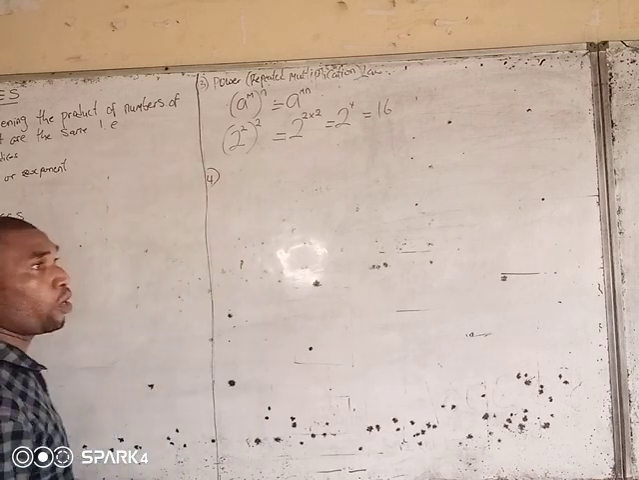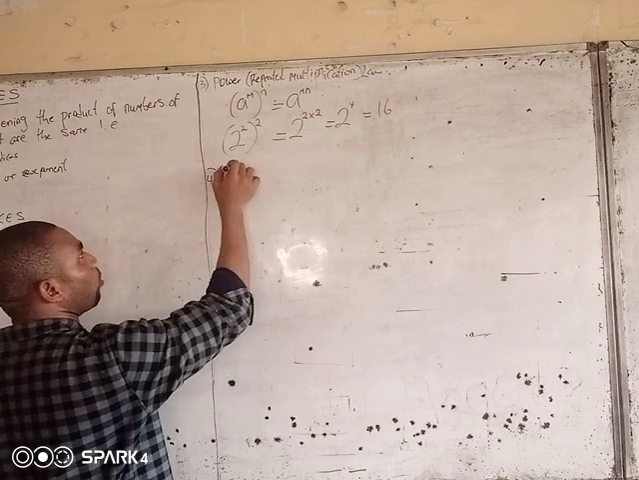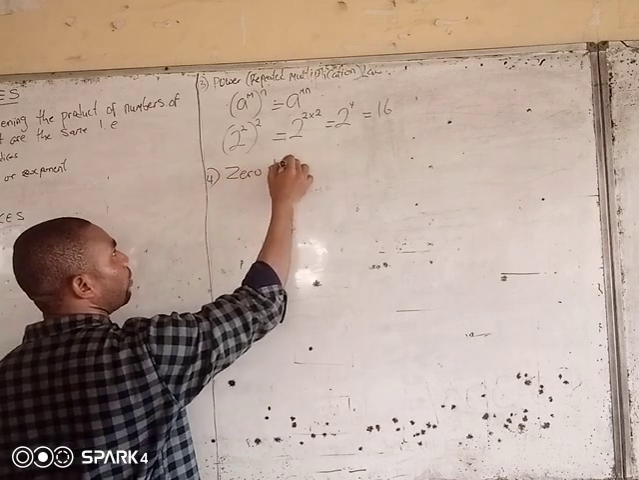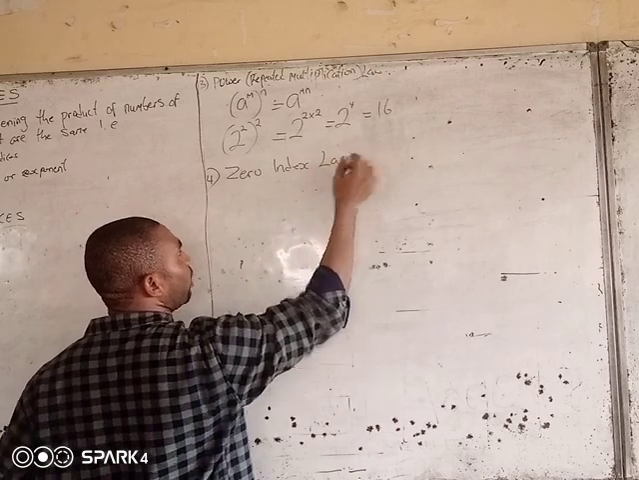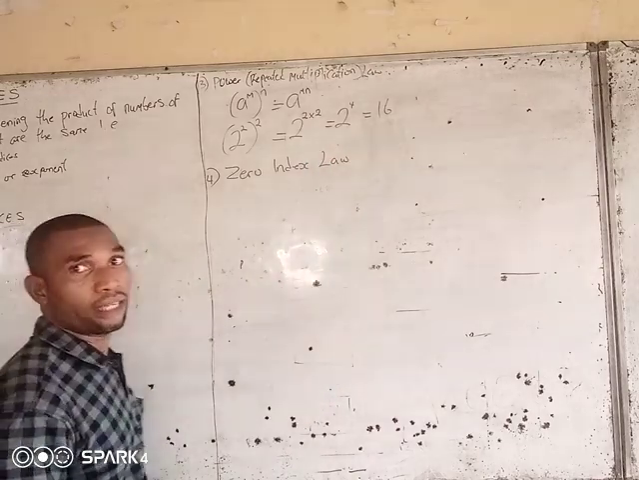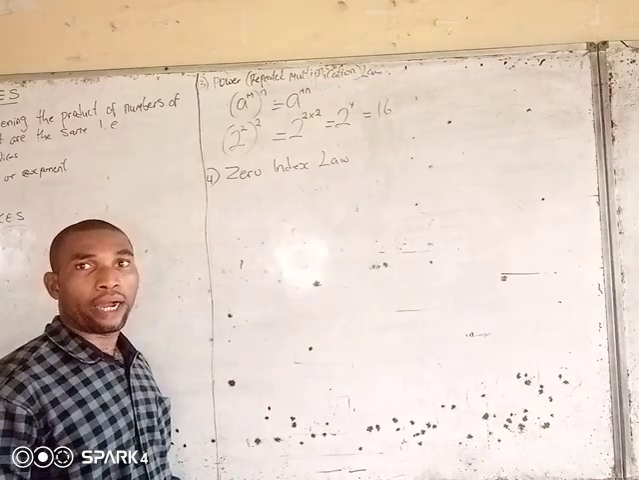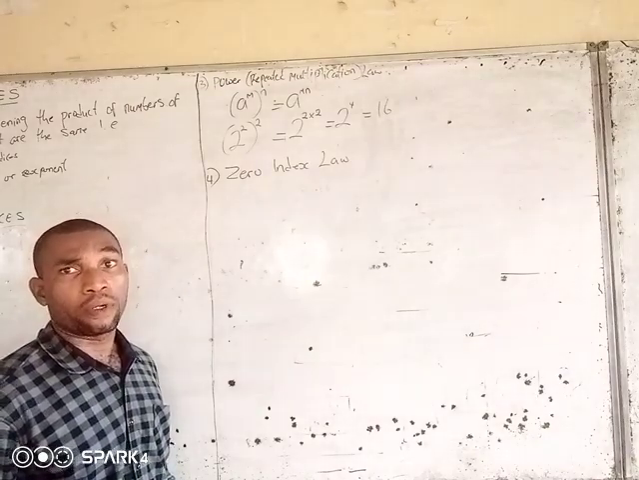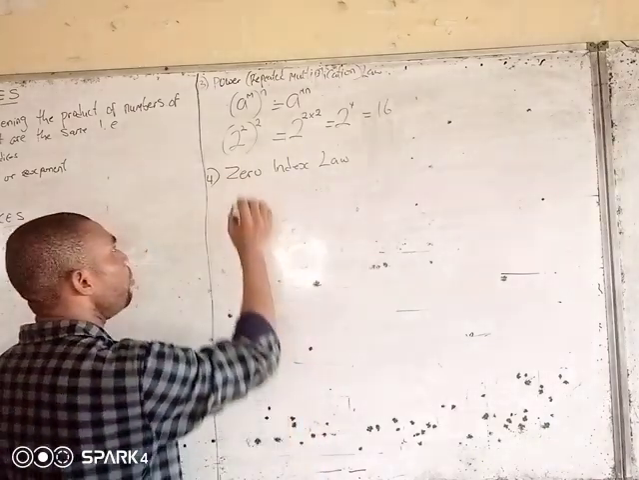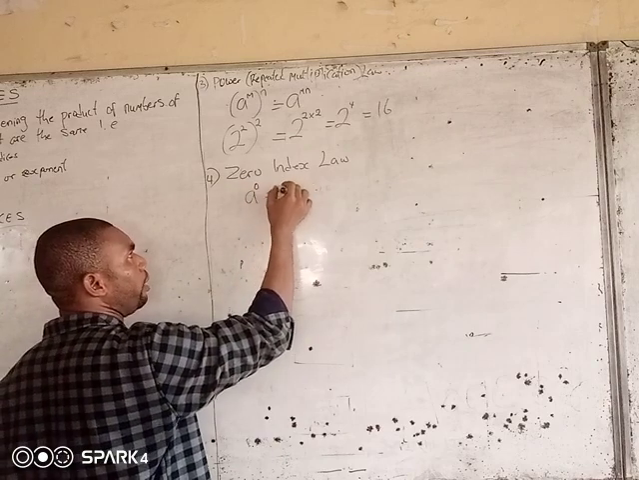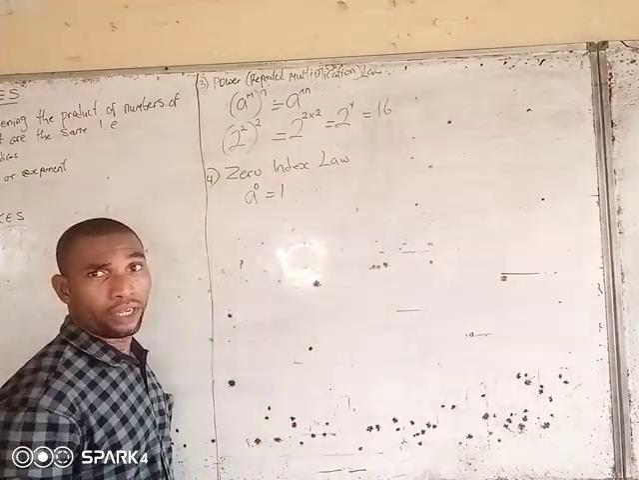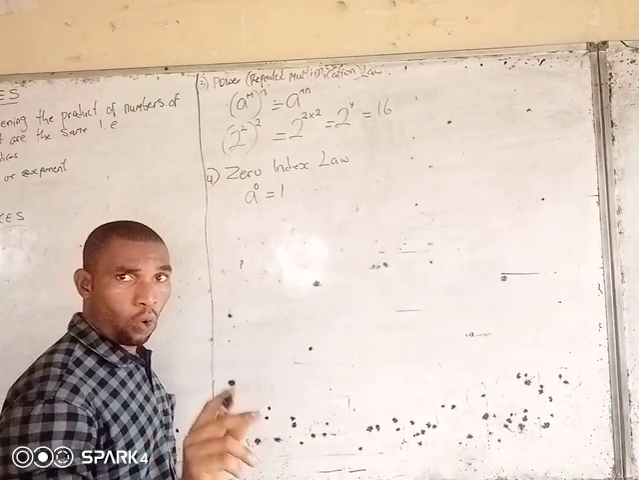The next law is what I call the zero index law. The zero index law is simply saying that any alphabet or number raised to power 0 is 1, meaning any base raised to power 0 is 1.